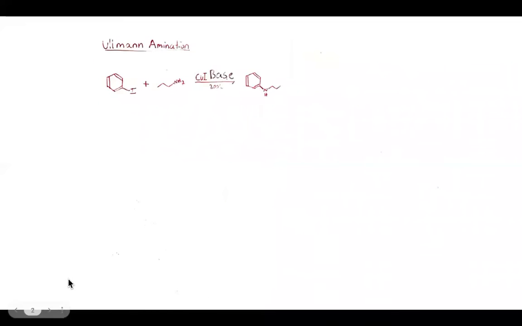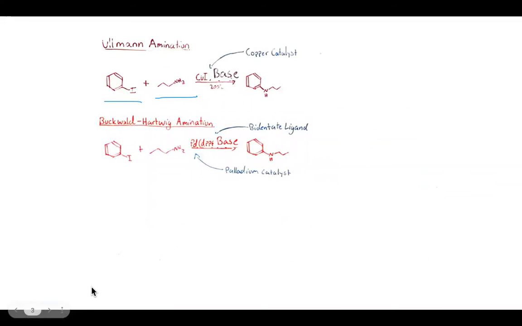First, I'm going to show the Ullmann amination, which, as you can see here, has the aryl halide group as one of its reactants and this nitrogen substituted group along with the copper catalyst instead of the palladium. And for the Buchwald-Hartwig, it has the same aryl substituted halide group and the nitrogen as the previous one, but the only thing that differs is that it has the palladium catalyst and a bidentate ligand on it.